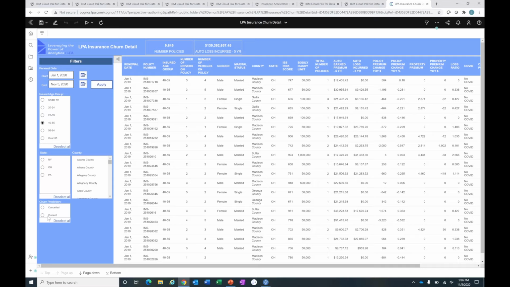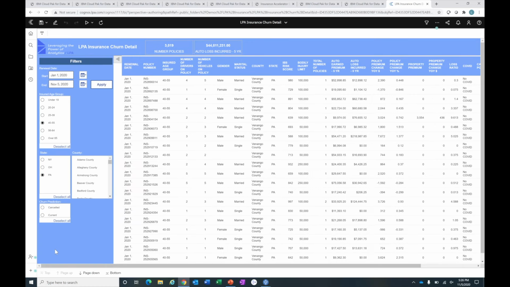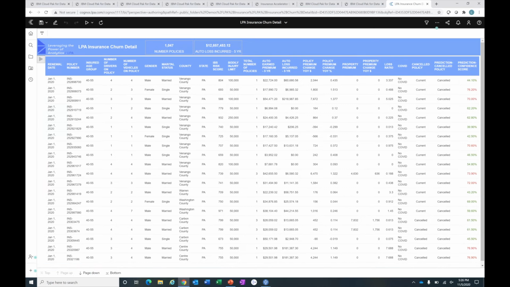So maybe I want to look at just the folks in Pennsylvania. So this is all of the individuals in Pennsylvania, and we'll look at those folks who are predicted to cancel as well. Okay. So we'll apply our filters. Now I have a nice report that shows me at the individual policy level information about the policyholders who are at risk for churn.